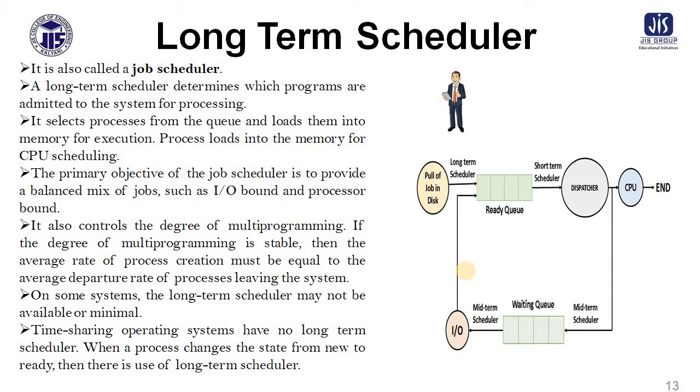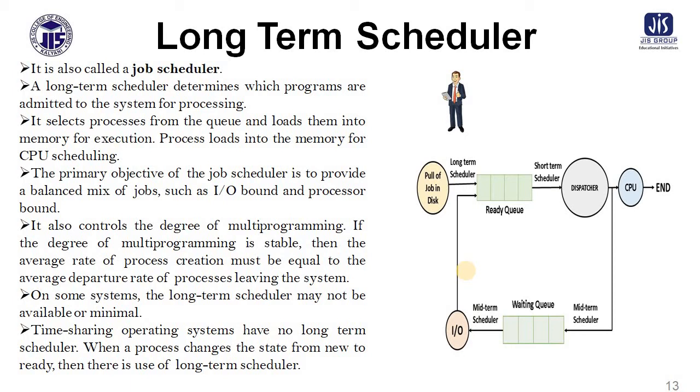The primary objective of the job scheduler is to provide a balanced mix of jobs, such as IO bound and CPU bound. In our operating system, there are two types of jobs. One is the IO bound job, another is the CPU bound job. Which kind of job does it have to manage? It has to manage the balance between IO bound and CPU bound processes.